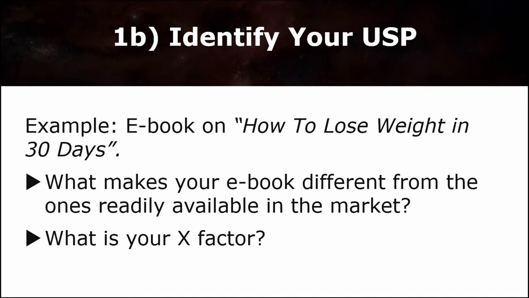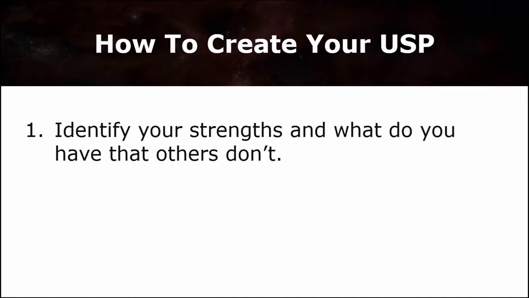A powerful USP that everyone will surely realize is fresh hot pizza delivered in 30 minutes or less guaranteed. This USP originates from Domino's Pizza, which they apply to create a billion-dollar company. So it leaves us with an important question. How do you create your own USP? Well, first, identify your strengths and what you do have that others don't. As stated earlier, this will be your X factor.